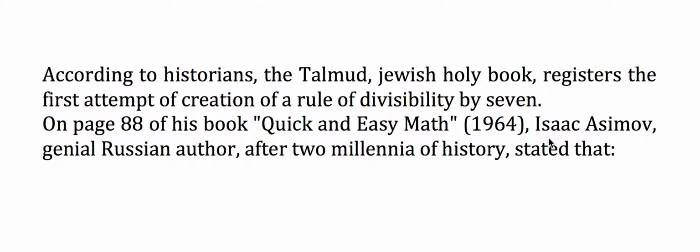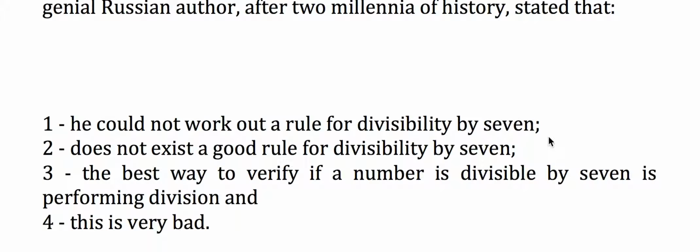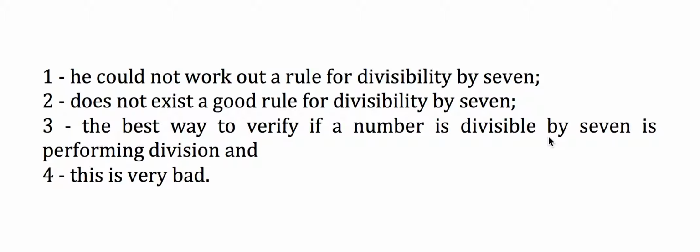According to historians, the Talmud, the Jewish holy book, registers the first attempt at creating a rule of divisibility by 7. On page 88 of his book, Quick and Easy Math, 1964, Isaac Asimov, genial Russian author, after 2 millennia of history, stated that he could not work out a rule for divisibility by 7. A good rule for divisibility by 7 does not exist.